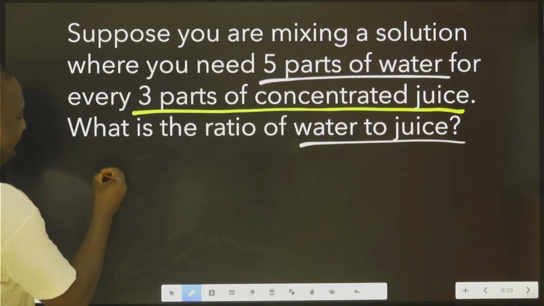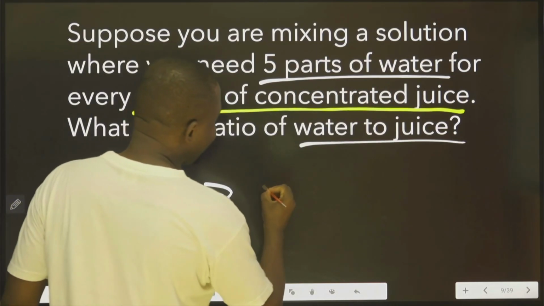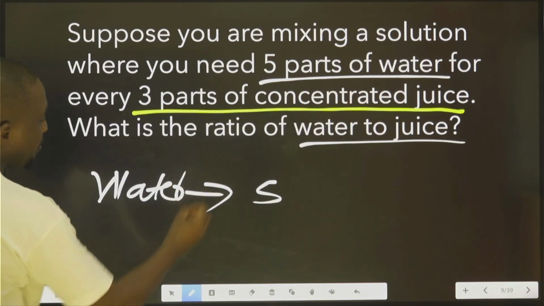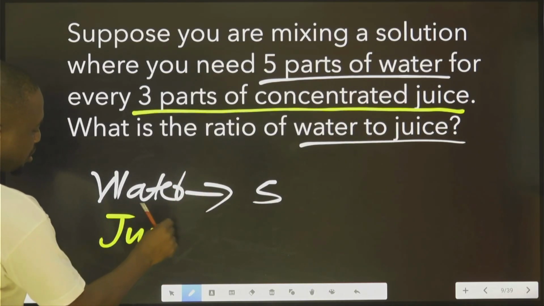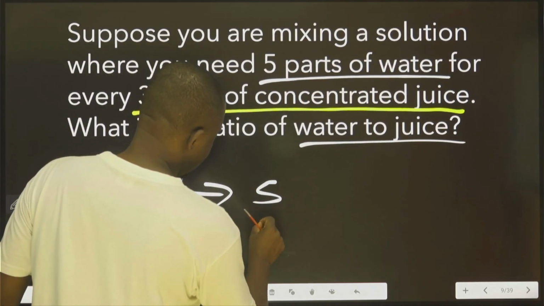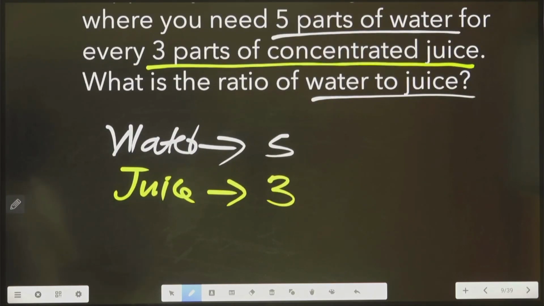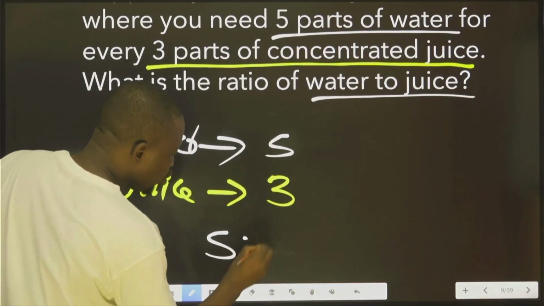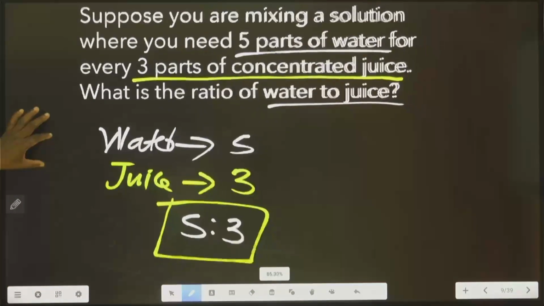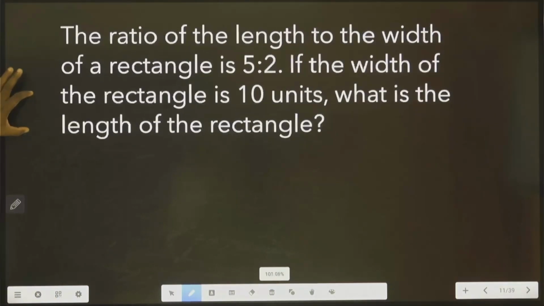Okay, for water, we have 5 parts of water. For juice, we need 3 parts. Okay? Now, water to juice is 5:3. Very straightforward. Water to juice. Okay? Let's look at this.